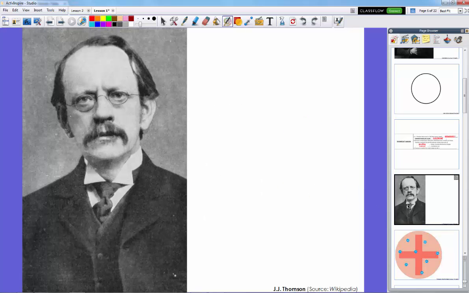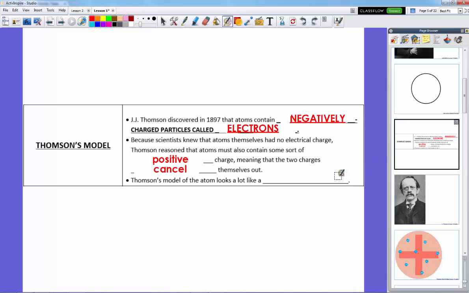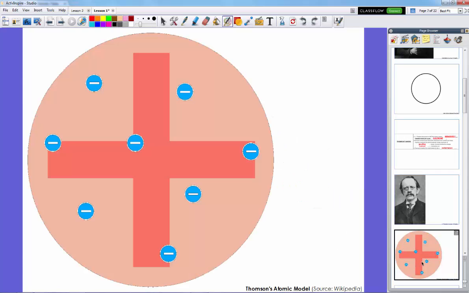And this right here is J.J. Thomson. He, of course, is an English chemist also. And J.J. Thomson changed John Dalton's model of the atom, and it looks a lot like a watermelon. And according to J.J. Thomson and his atomic model, this is what it looked like.